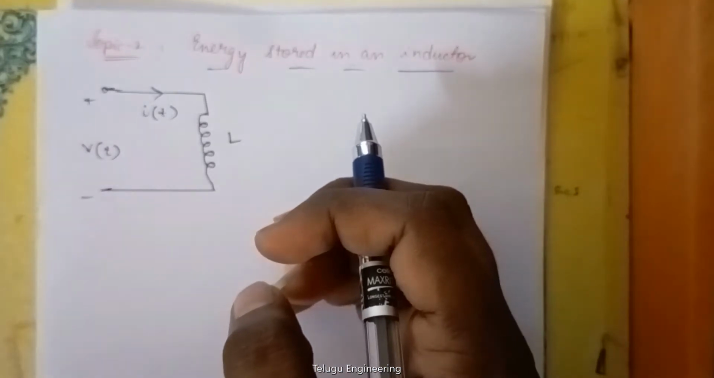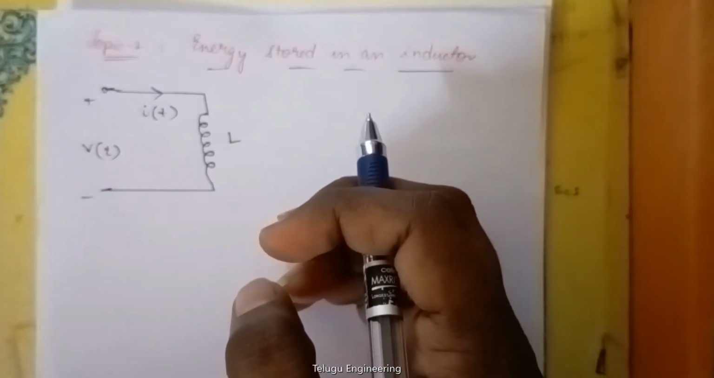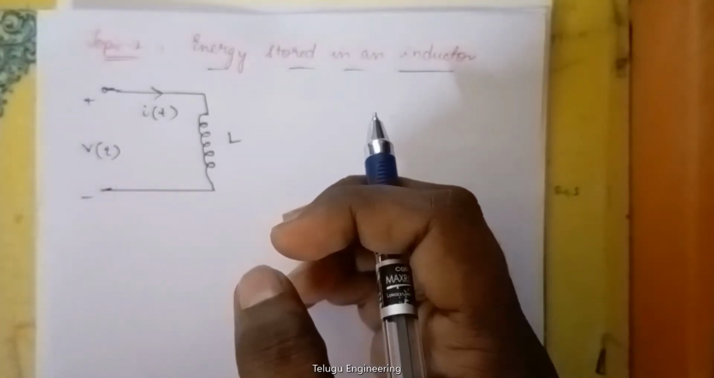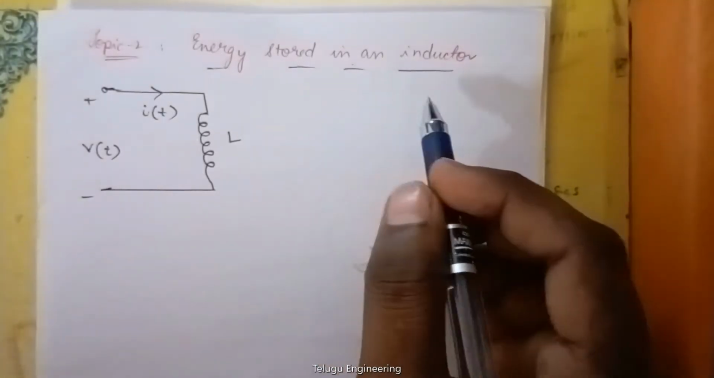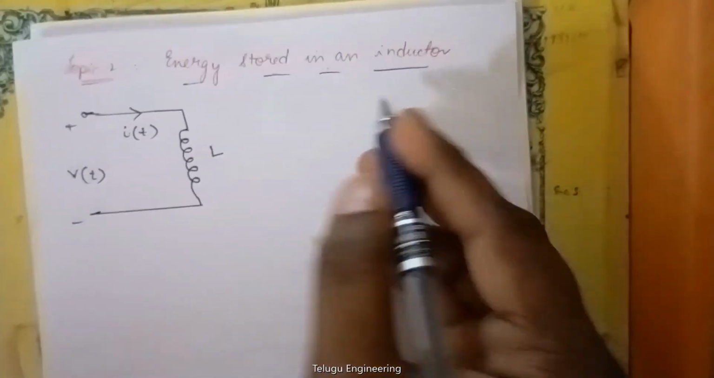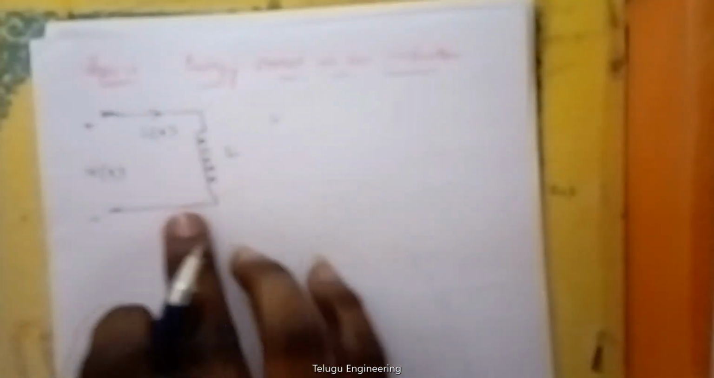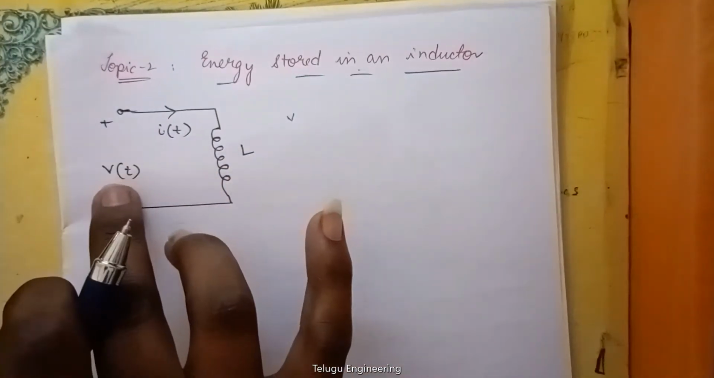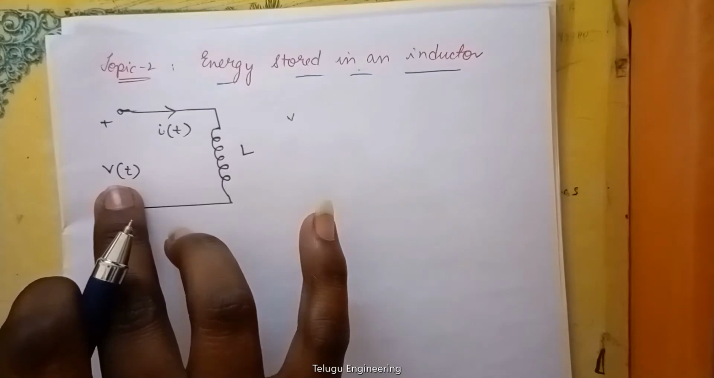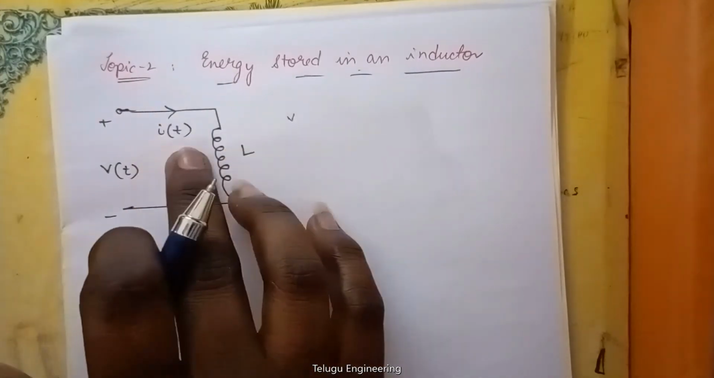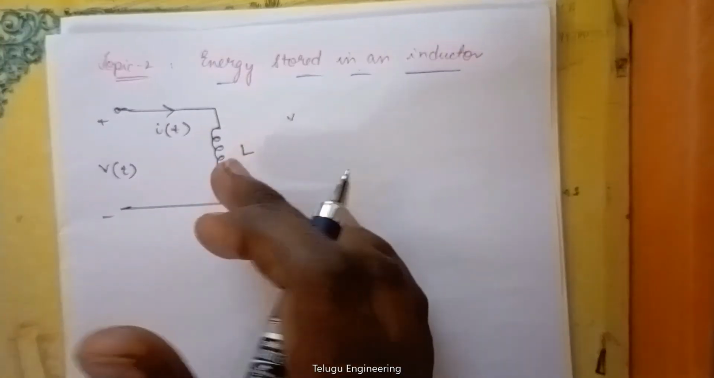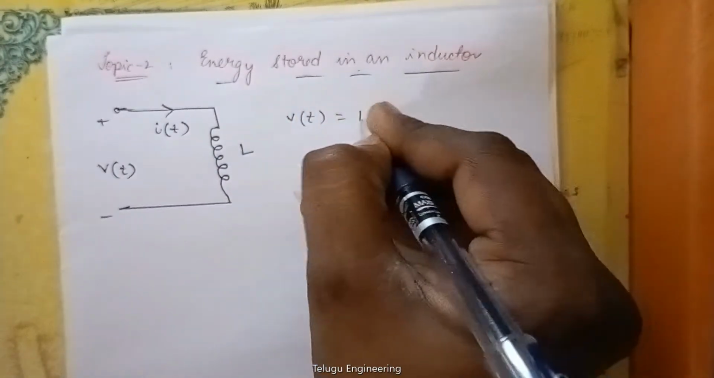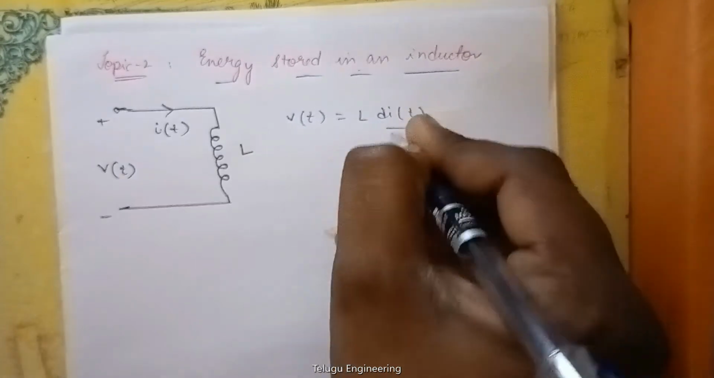Okay, so now we will be learning about the energy stored in an inductor. We already know how to derive energy by using an inductor. This is the basic circuit of an inductor L, where we have a source V of t and a current I of t passes through it. We already know the value of V of t. So V of t can be defined as L di of t by dt.